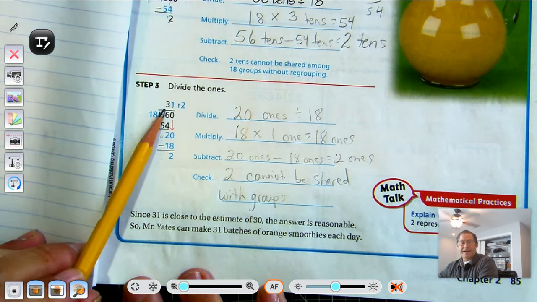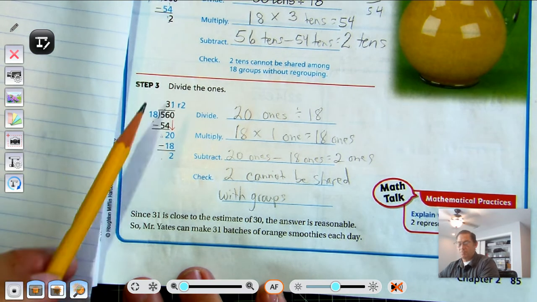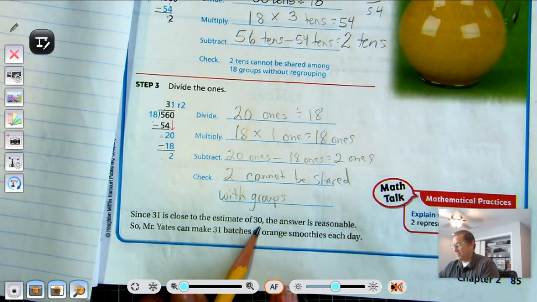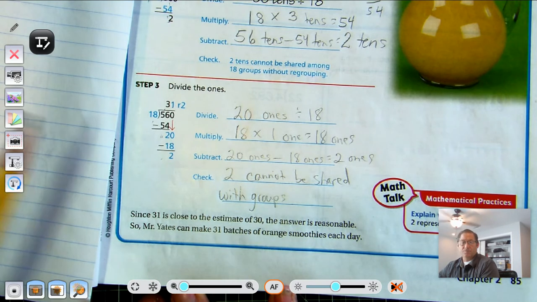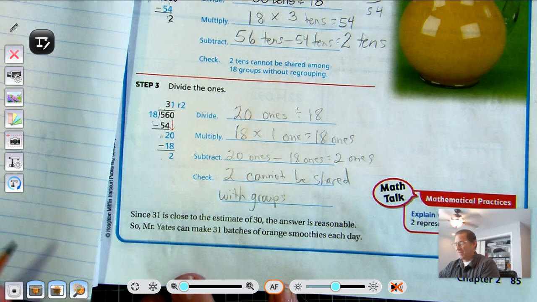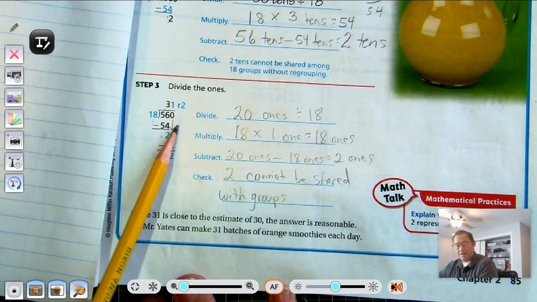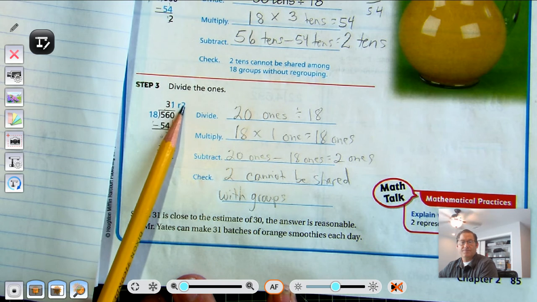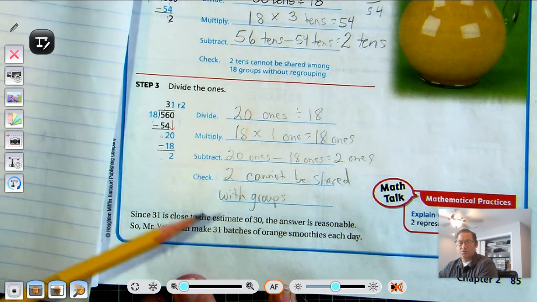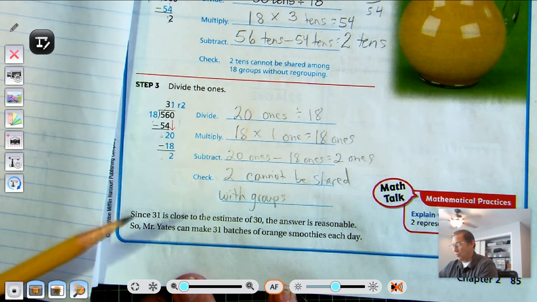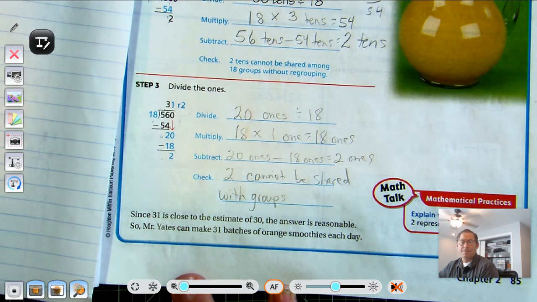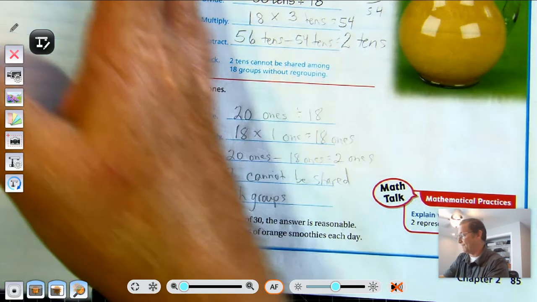Okay, so our answer is 31 with a remainder of 2. Since 31 is close to the estimate of 30, the answer is reasonable. So Mr. Yates can make 31 batches of orange smoothies each day. He couldn't make a portion of a smoothie. So he'd have to add 16 more ounces of orange juice to get one more smoothie, or those 2 extra ounces would just be left over. Okay.